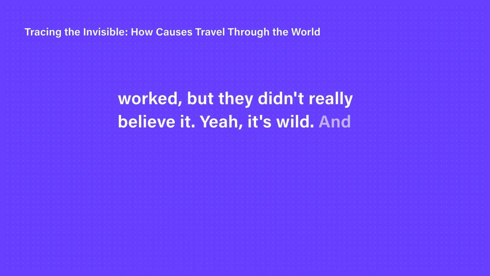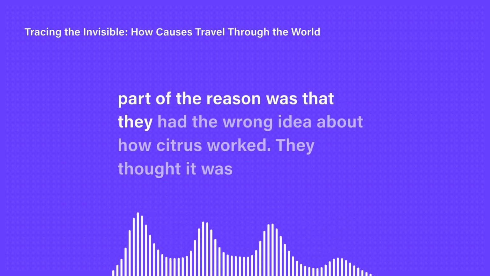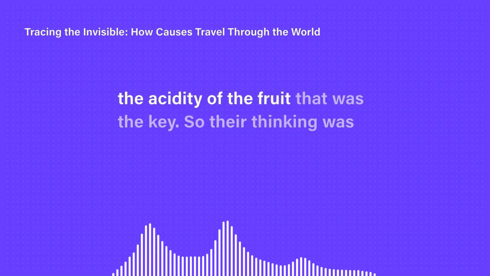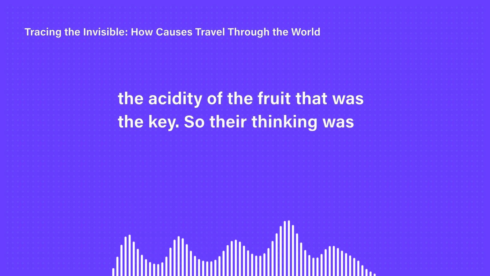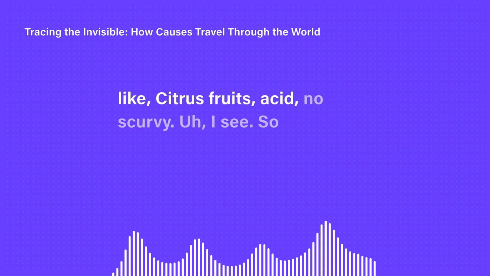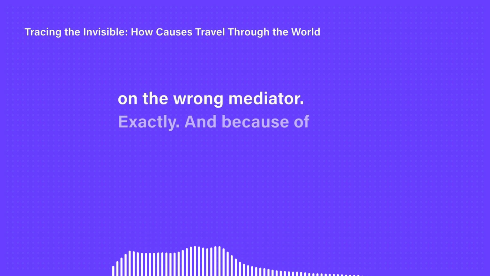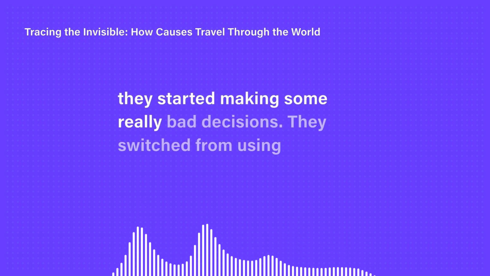Yeah, it's wild. And it seems like part of the reason was that they had the wrong idea about how citrus worked. They thought it was the acidity of the fruit that was the key. So their thinking was like citrus fruits, acid, no scurvy. I see. So they were focused on the wrong mediator. Exactly. And because of that, they started making some really bad decisions.